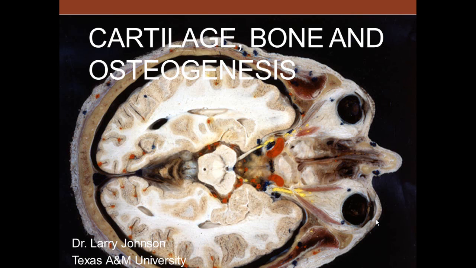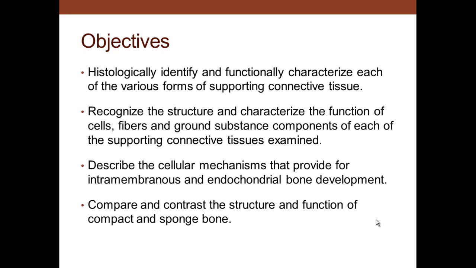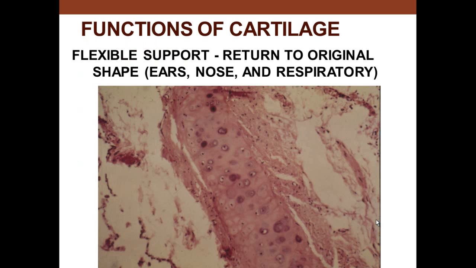Cartilage, bone, and osteogenesis. We want to look at the histologic identification and functional characteristics of different types of supporting connective tissue, cartilage and bone. We want to recognize the structure and the characteristics of the function of the cells, fibers, and ground substance. Describe the cellular mechanisms for intramembranous and endochondral bone development, and compare and contrast the structure and function of compact and spongy bone.